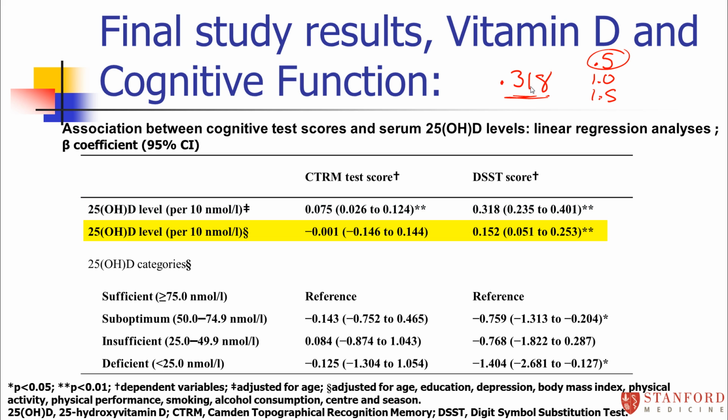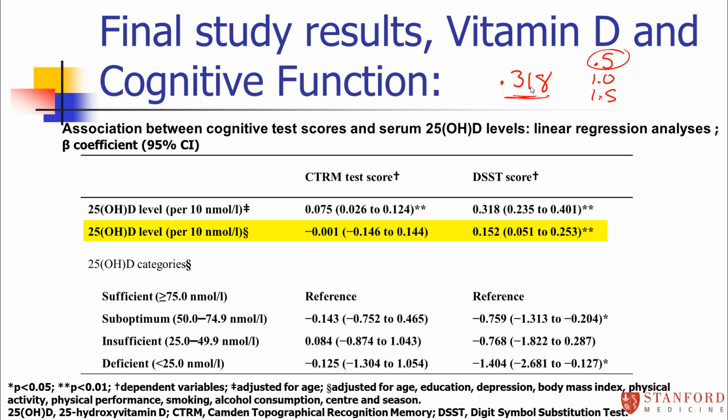The next row represents what happens after you adjust for a lot of things. If you look at the footnote, after you adjust for age, education, depression, body mass index, physical activity, physical performance, smoking, alcohol, center, and season, all these potential confounders identified in table 2, what happens to the estimates? Well, look at CTRM test score. Once you adjust for these confounders, it disappears completely. There's no relationship now between vitamin D and CTRM test score. That beta coefficient is essentially 0.